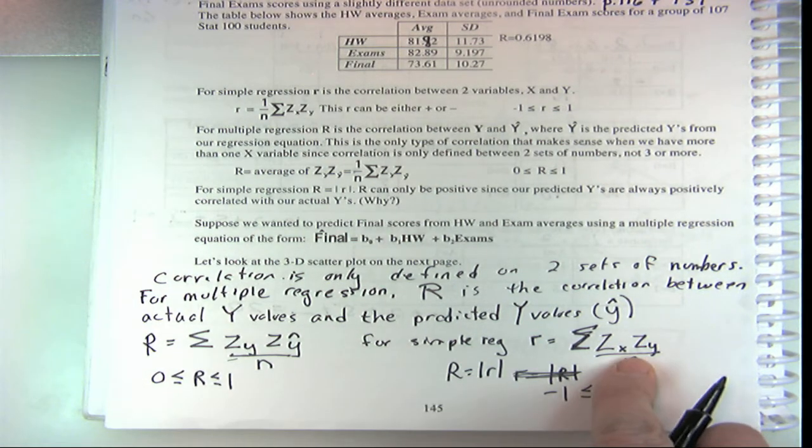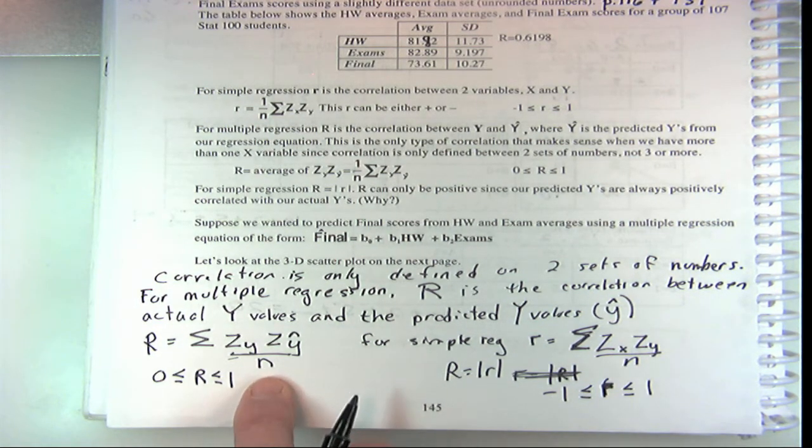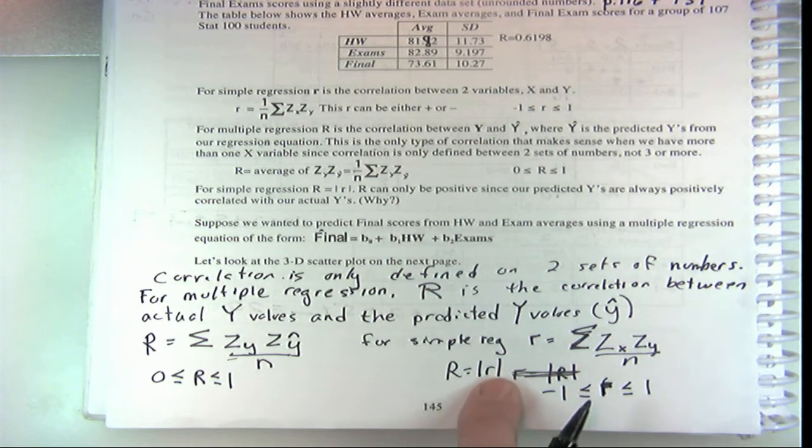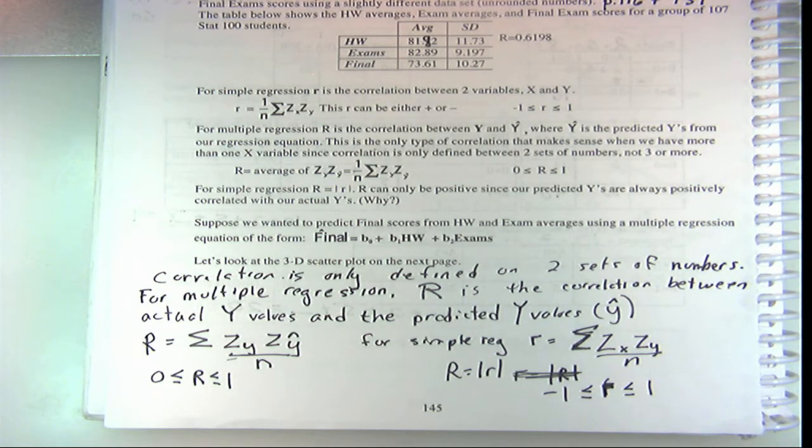So you could do it the same exact way as this for simple regression, and you'd get the absolute value of R. Okay? Any questions on that? Okay, so now let's look at what this looks like.